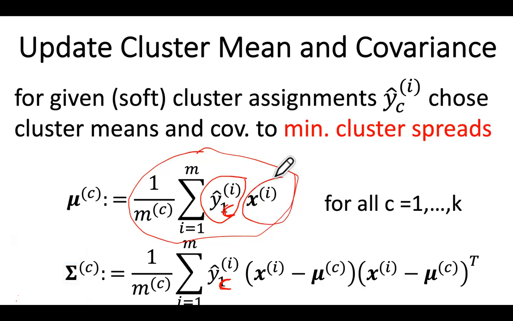So this here is the input. This is given to the algorithm. What about this y hat? Do we know the degrees of belonging right from the beginning? No, we don't know. So how can we get the degrees of belonging?